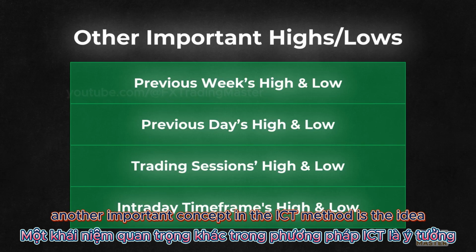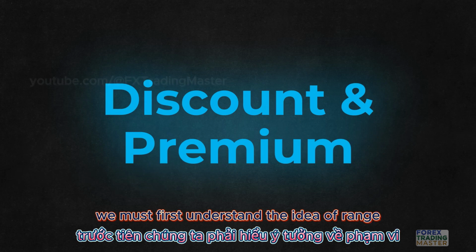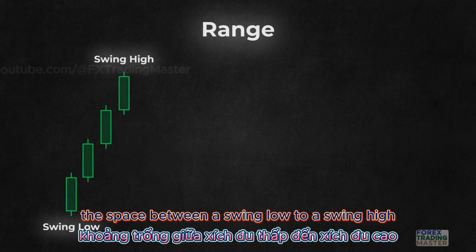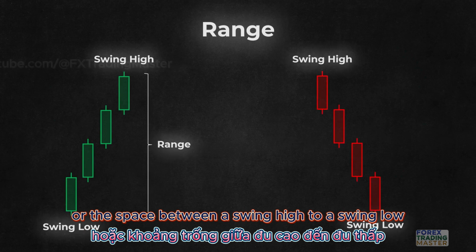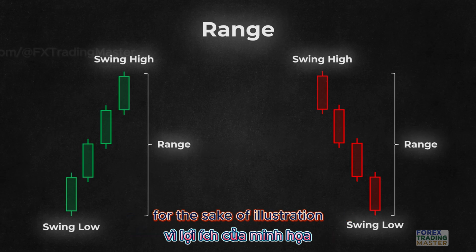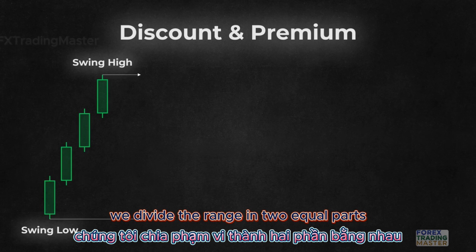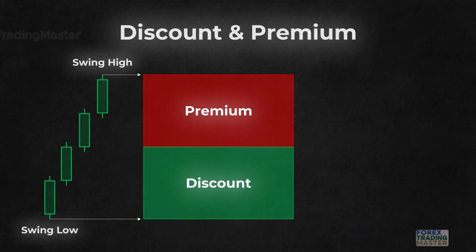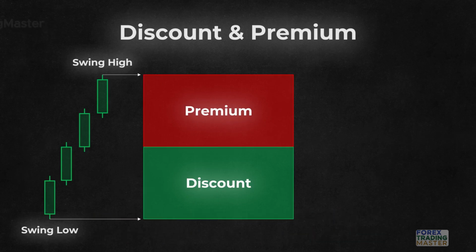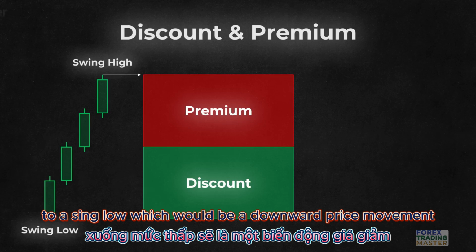Another important concept in the ICT method is the discount and premium zones. To understand it, we must first understand the idea of range, which is simply the space between a swing low to a swing high, or the space between a swing high to a swing low. Let's take the example of the range from a swing low to a swing high for the sake of illustration. First, to define premium and discount zones, we divide the range into equal parts. The upper zone is always called premium, and the lower zone is always called discount. That's also the case when the range comes from a swing high to a swing low, which would be a downward price movement.